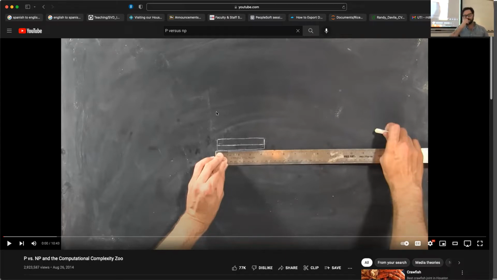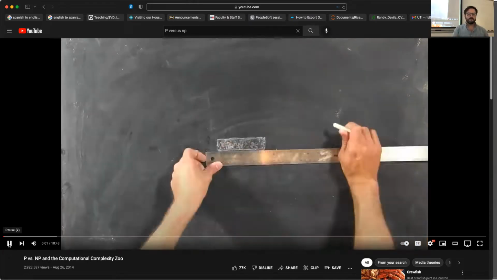And this problem called P versus NP is one of the biggest open problems in computer science and mathematics. This video in particular, I think does a really good job of describing it at a very high level. Not about the gory details, but just the general idea. Okay, so let's go ahead and watch.